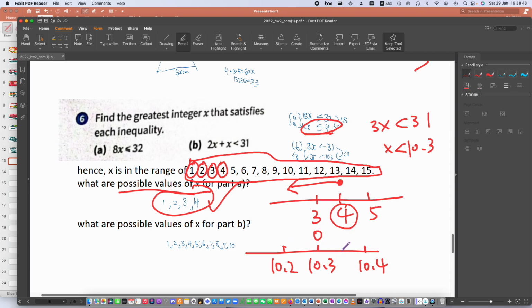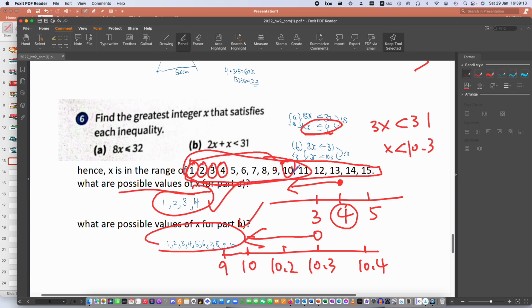Smaller is left or right? Left. But now they never give me any decimal number, right? So I can only choose whole numbers. The next number is 10. Can you see 10? Then the next number is 9. So therefore you can choose 10, 9 and all the way. That's why you get this.